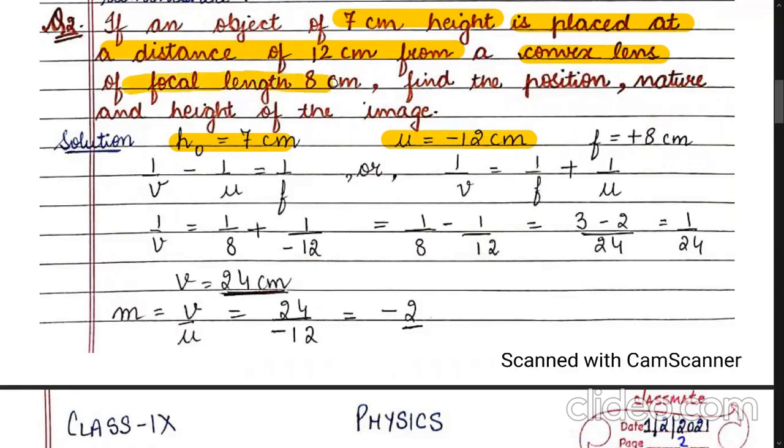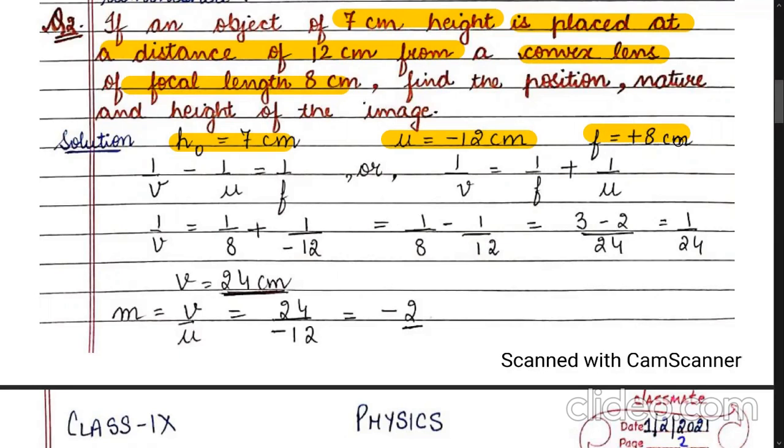Of focal length 8 centimeter. And it is a convex lens. So focal length will be taken as positive. F is equal to plus 8 centimeter.